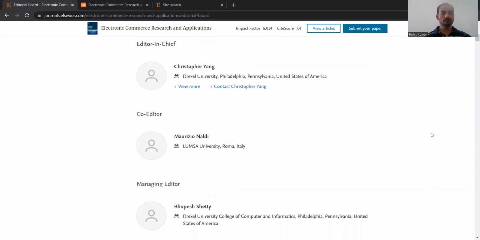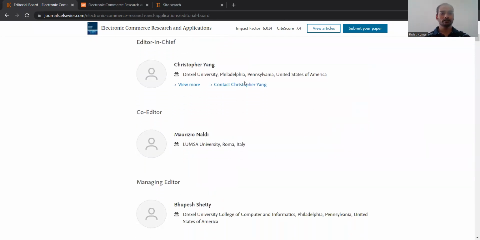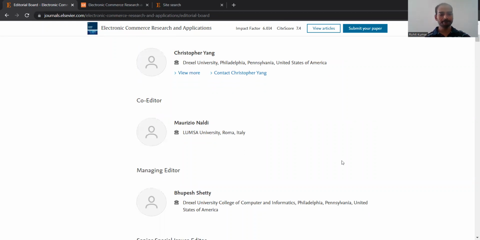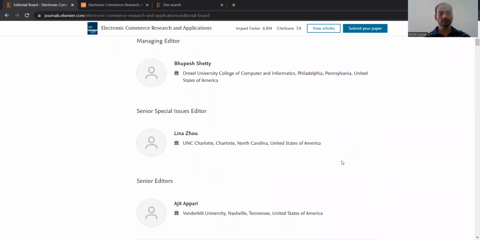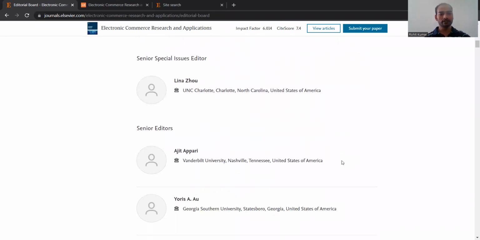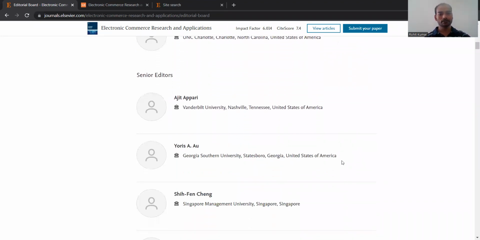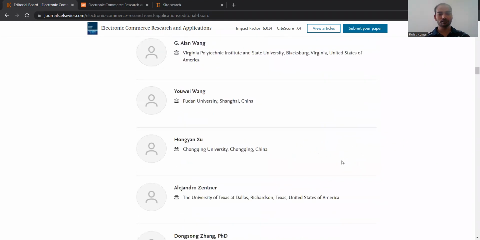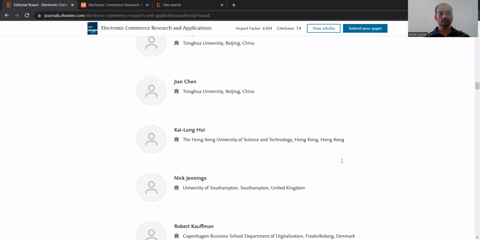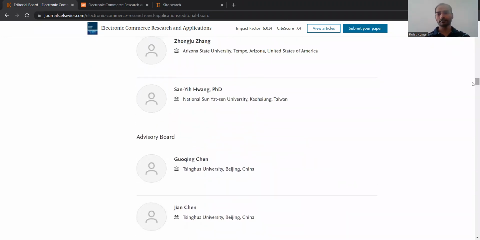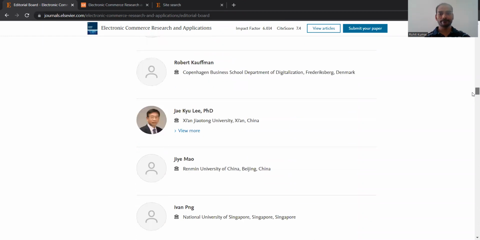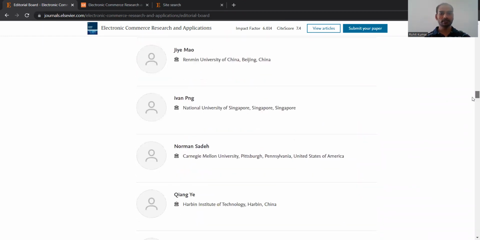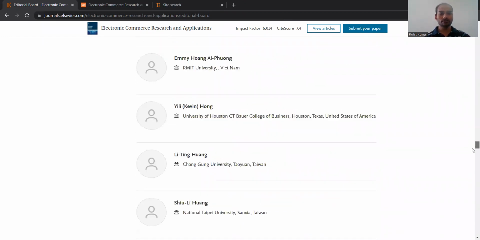Now coming to the editorial board. Here, the editor-in-chief is Christopher Yang, then co-editor Maurizio Naldi, then Mukesh Shetty, managing editor, senior special issue editor Lena Zhou, then senior editors Ajit Apari, Yorisa Yu, and so on. These are the different senior editors, and then the members would be there. In this way, you can say that it is the advisory board. They have classified the members into different teams, and you can see a very good structure here.